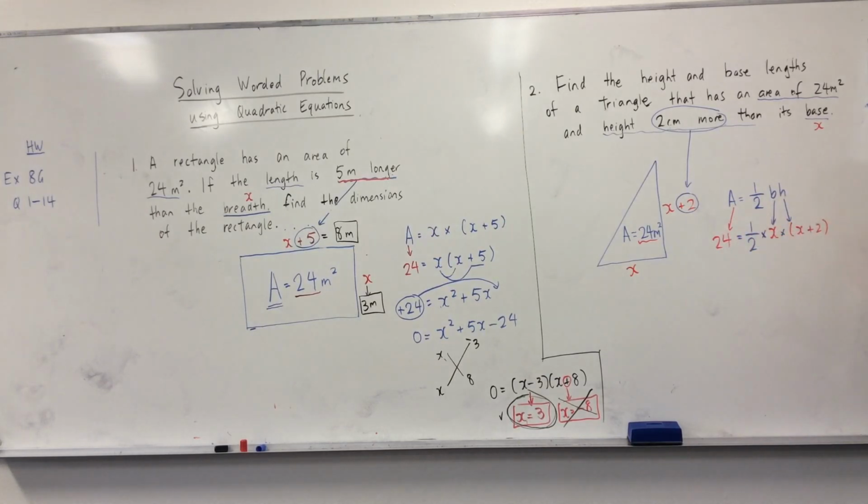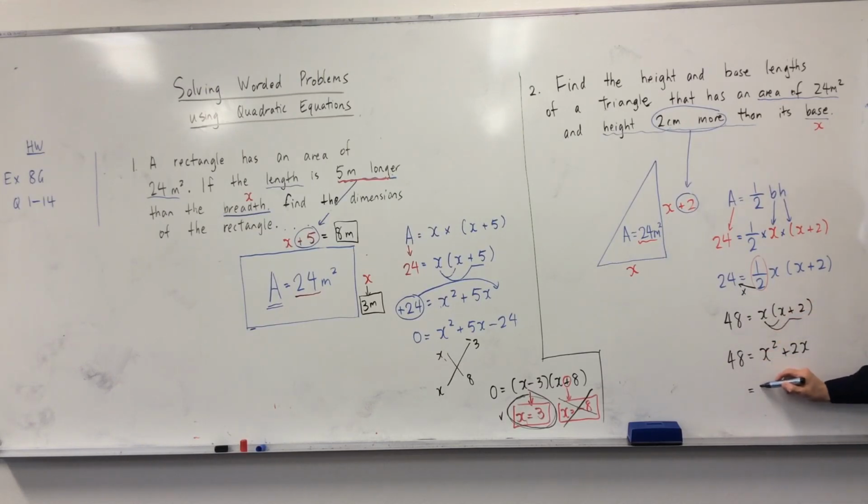So we've got all of this. Let's put it all together. So 24 equals half times x times x plus 2. Now, what I want to do in this situation is get rid of this fraction, this half. Get rid of the half by multiplying by 2 on the other side. 24 times 2 is 48. So now I get 48 equals x times x plus 2. Then it's the same situation as what I did before. Let's expand it out. Like I said, bring everything to one side. So I've got x squared plus 2x, and the 48 on the other side becomes minus 48.